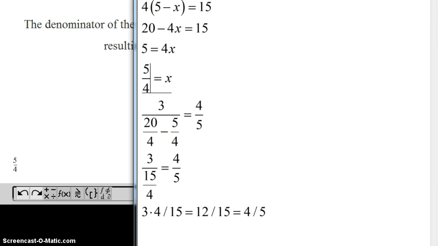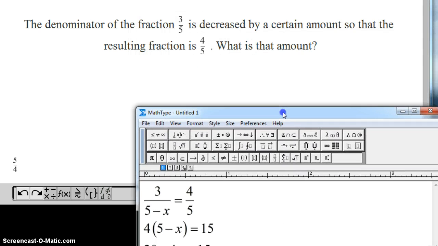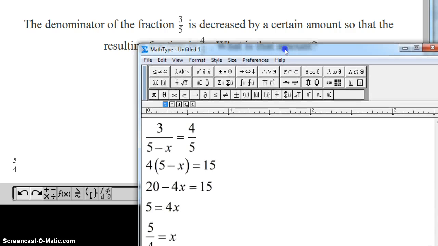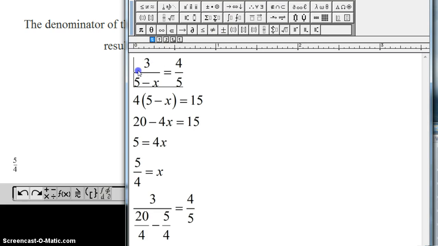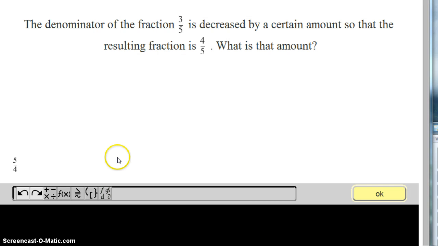And again, what we did here, we read the question. It says when we reduce the denominator, we get 4/5. And so we said the denominator minus something is 4/5, or 3 over the denominator minus something is 4/5. Solve for x by cross multiplication. You get x equals 5/4, and that is our solution right here.